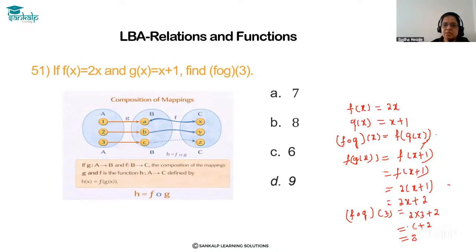Check the options. 7, 8, 6 and 9. So option B, 8 is the correct answer. Got it right? First you need to find f composition g of x. Then replace x by 3. You get the required answer. Thank you.